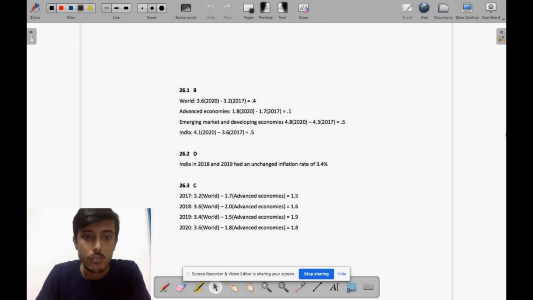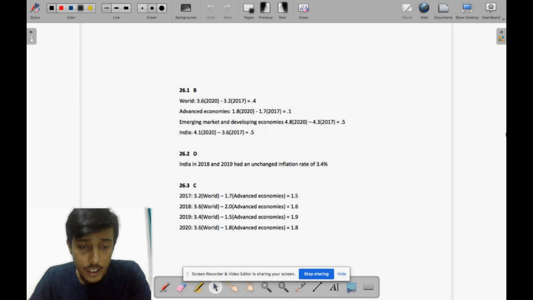As you can see, the world line moves from 2017 to 2020. There's a movement of 0.4. Advanced economies, there's a movement of 0.1, as I said. Emerging market, there's a movement of 4.8 to 4.3. That means a movement of 0.5. And in India, there's a movement from 3.6 to 4.1. That means the movement is of 0.5. As you can see, the least movement is of advanced economies. So your answer will be B, advanced economies line.